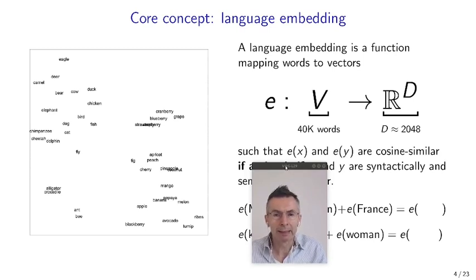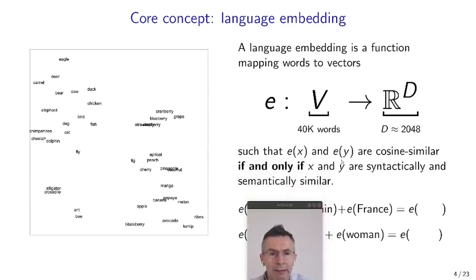And the idea is that two words, x and y, will be similar in the mapped space. They will be cosine similar as far as the vectors are concerned, if and only if they are syntactically and semantically similar in ordinary language, the way we use ordinary language.